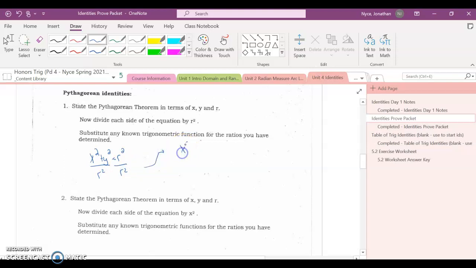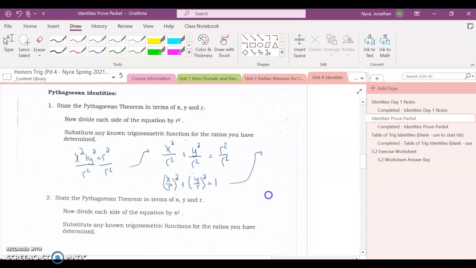So we can rewrite that as x squared over r squared plus y squared over r squared is equal to r squared over r squared. We're used to finding a common denominator and putting two fractions together as one. Here we're just taking that one fraction with the denominator and splitting it up into two. So it works both ways. So this is going to be x over r, squared, plus y over r, squared. Anything divided by itself is just 1.